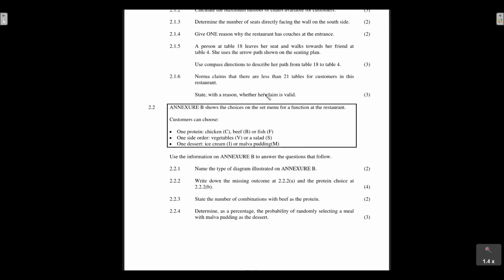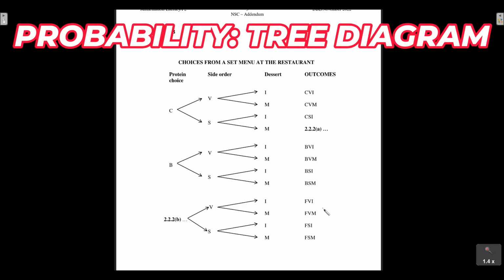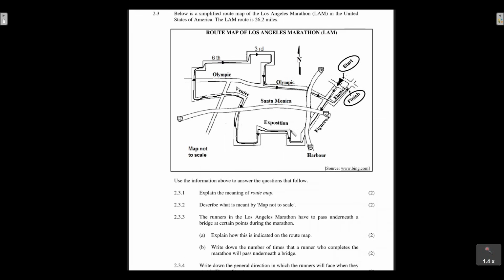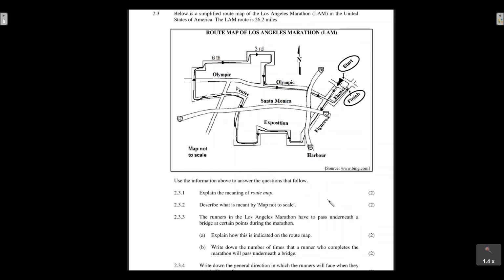In question 2.2, guys, we're going to be using a tree diagram to help us answer questions that are given to us. So question 2.2, guys, deals with probability, right? We'll be using a tree diagram to answer questions that are given to us, right? And we're also going to be calculating probability. And we're also going to be looking at question 2.3, where we are basically given a roadmap, right? We're going to be answering questions based on this roadmap that is given to us, okay?